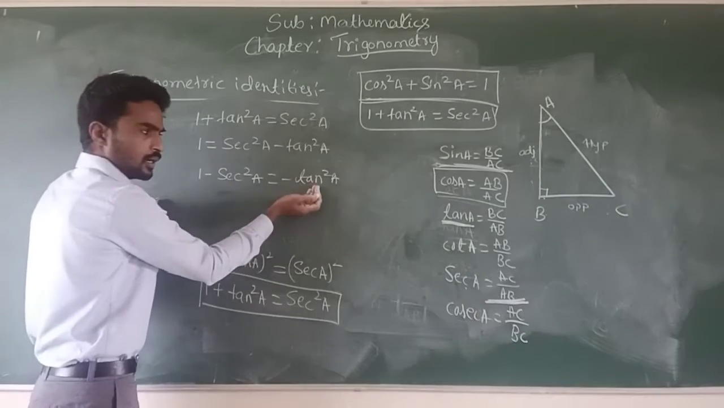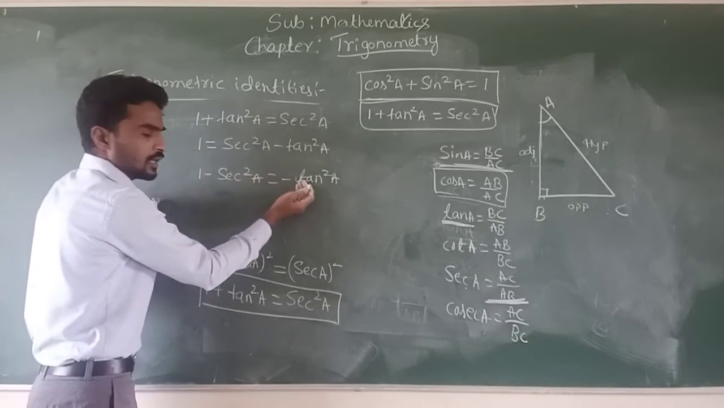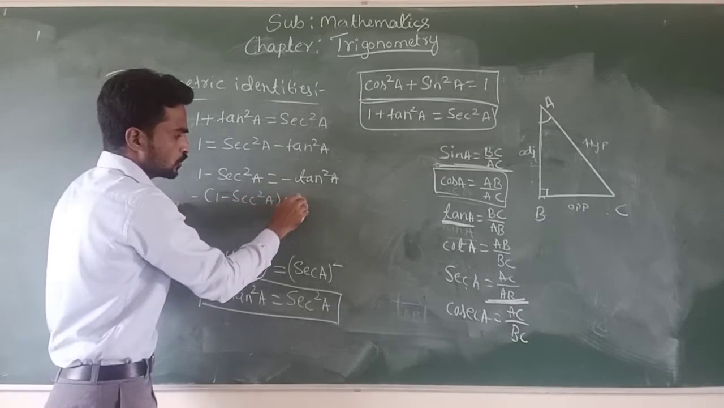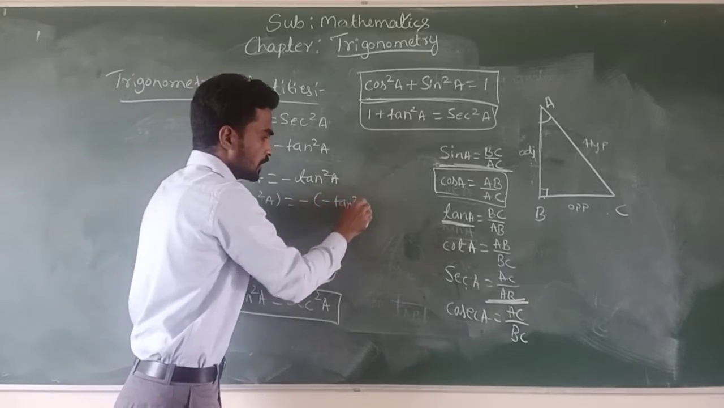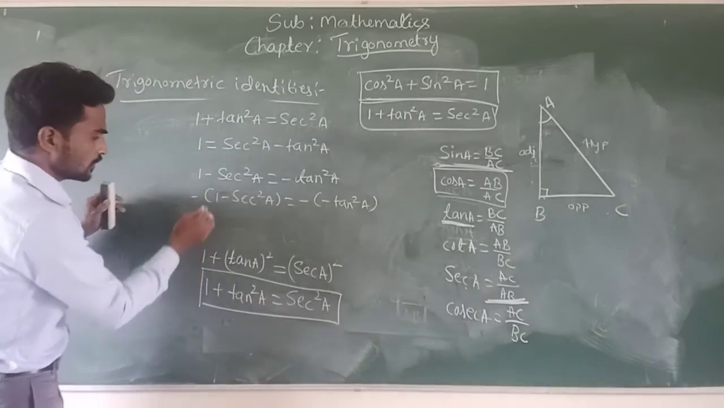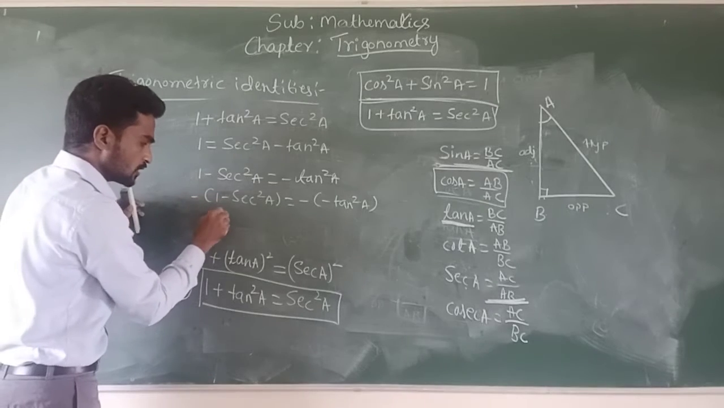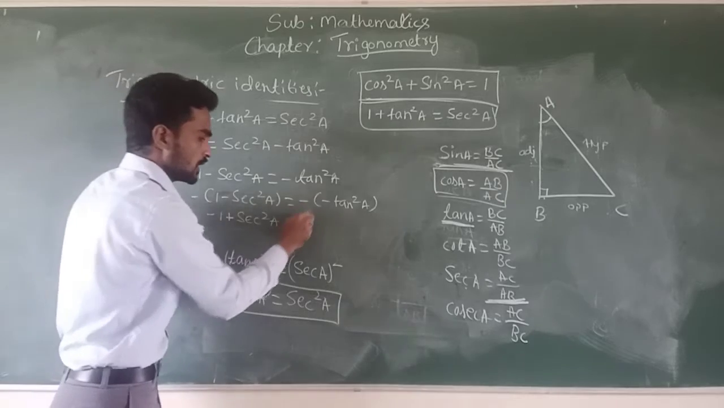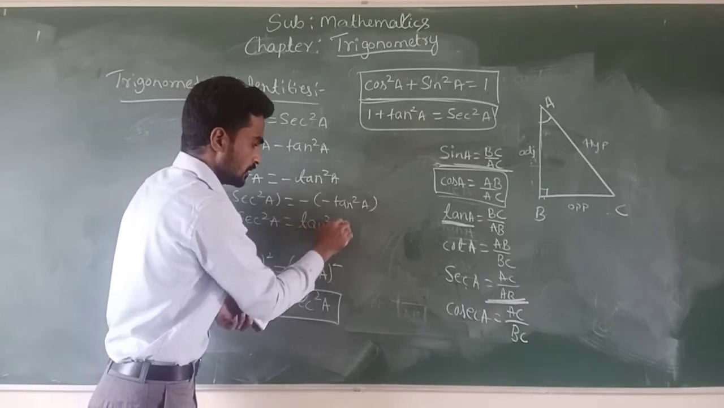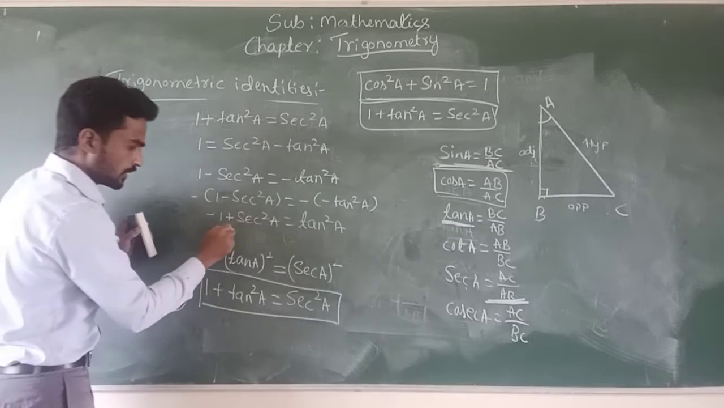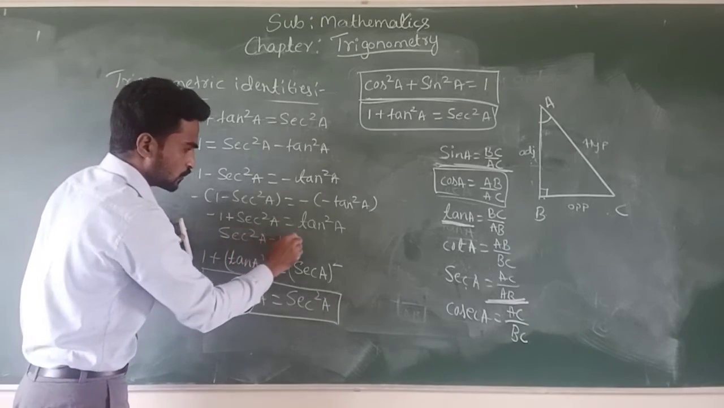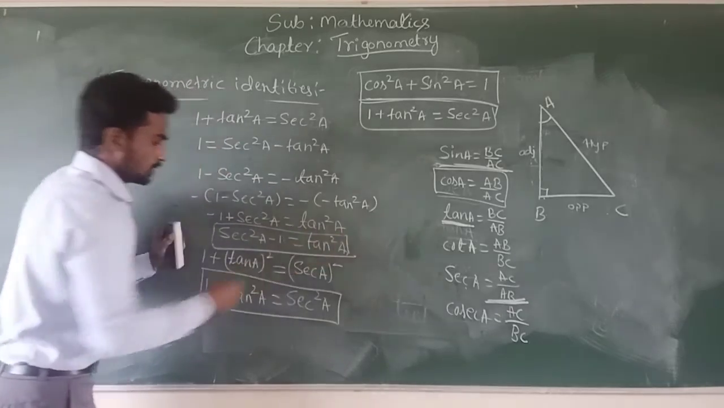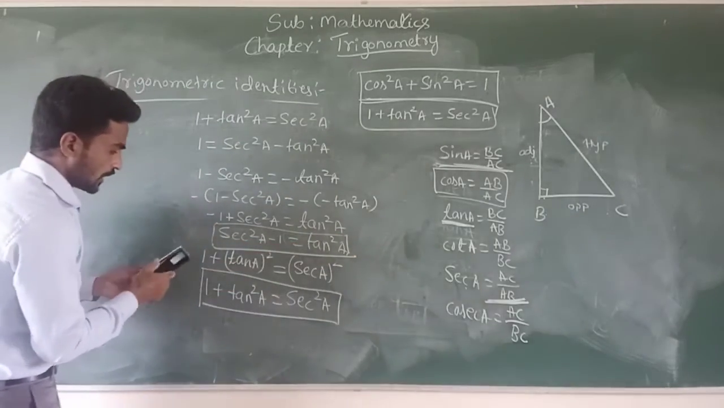Then we multiply by the minus sign on both sides. We get minus of 1 minus secant square A is equal to minus of minus tan square A. Then minus into minus 1, that is minus 1, minus into minus secant square A, that is plus secant square A, is equal to minus into minus, plus tan square A. Then this can be written as secant square A minus 1 is equal to tan square A.